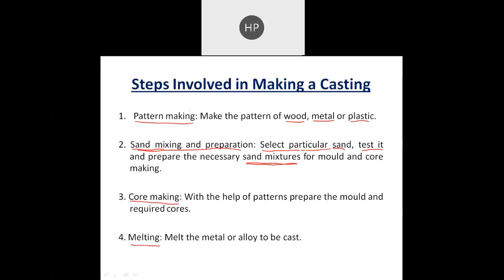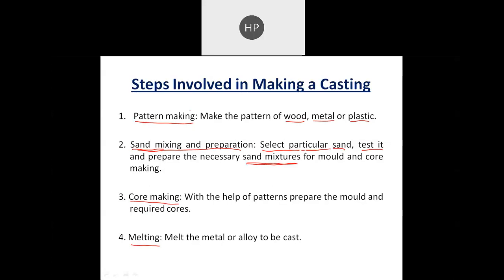Whatever be the product, or whatever be the metal or alloy through which we want to produce a casting, we have to convert it into liquid. So we have to melt it. Melting is also an important step while we are making a casting, because the temperature up to which we heat the molten metal is important. It totally depends upon the type of the material. So that melting temperature we have to maintain.